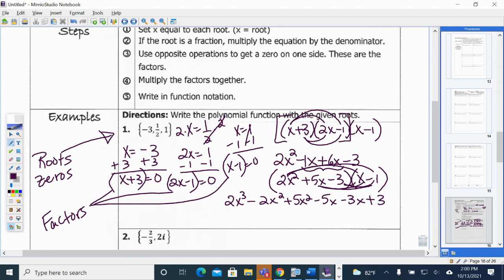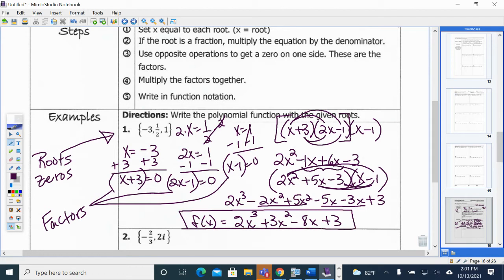Now the very last step here is going to be to combine our like terms, making sure that everything is in standard form. The largest exponent is 3, so my 2x cubed goes first. Then I'm going to combine my squares. Negative 2x squared plus 5x squared is a positive 3x squared. Again, all we're doing is combining like terms. We're adding them together, so exponents do not change. Negative 5x minus 3x is a negative 8x, and then the plus 3 on the end. Don't forget to make this a function by putting f of x out front. So that's example number 1.